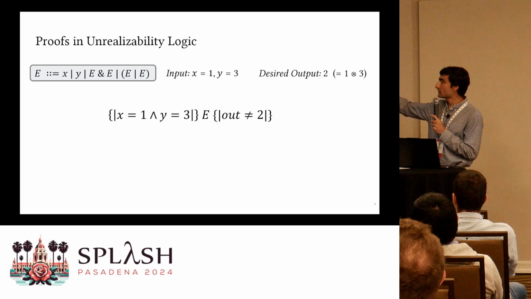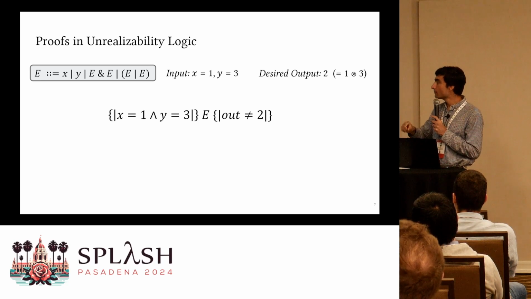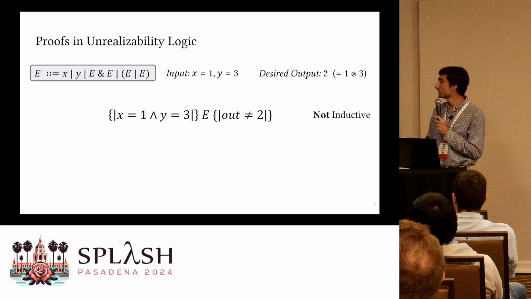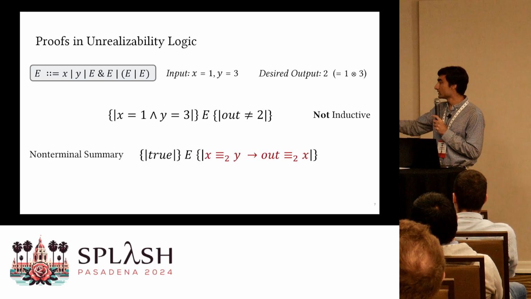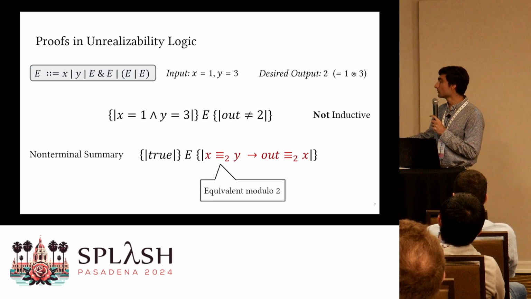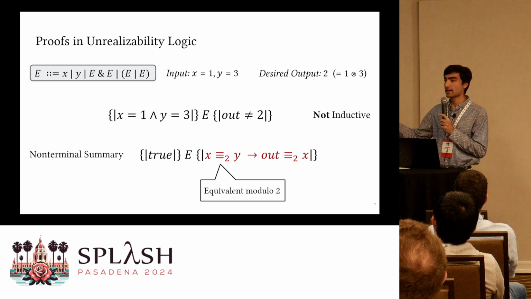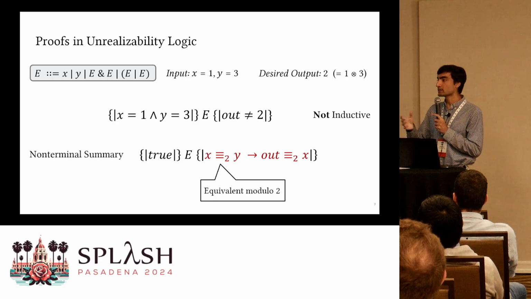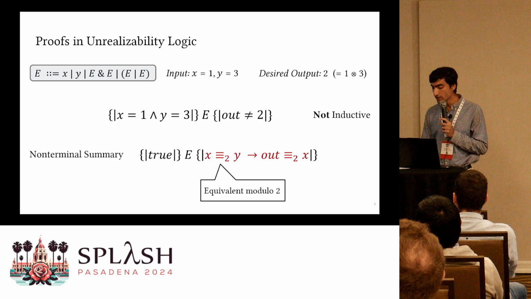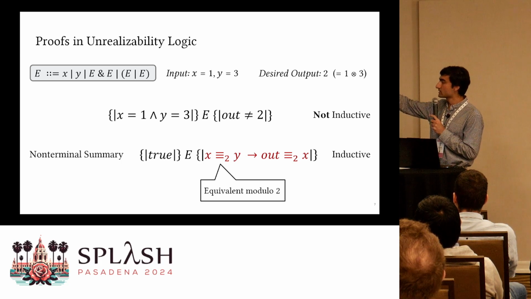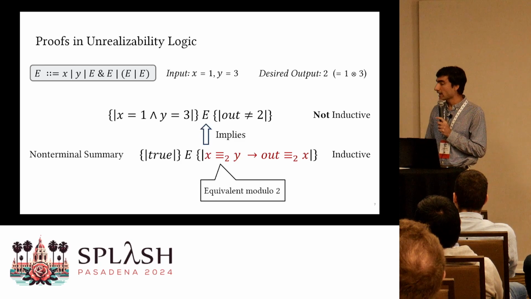Now, a similar situation occurs here. This fact by itself is not inductive over the structure of the grammar, but we can find a stronger fact that is inductive over the structure of the grammar. We'll call this fact a nonterminal summary, and in this case, the summary we'll use says that if x and y have the same parity, then the result of evaluating the expression has the same parity as x and thus as y. In other words, if x and y are even, then the result of the evaluation is even. And if x and y are odd, the result of the evaluation is odd. This ends up being something that is inductive over the structure of the grammar, and it implies the fact that we're trying to prove.